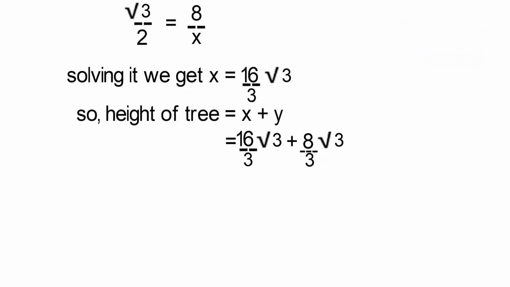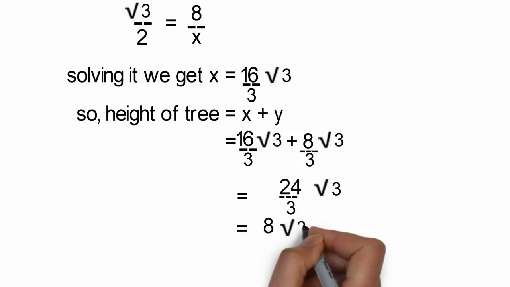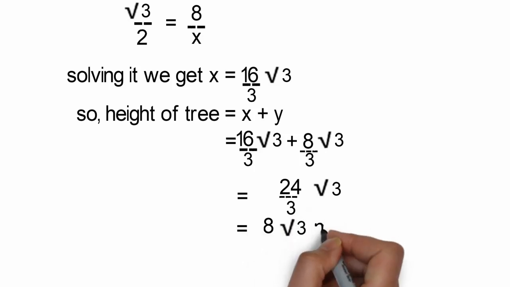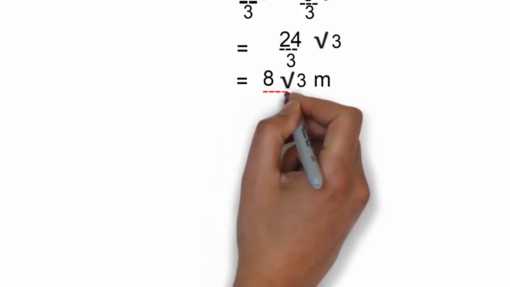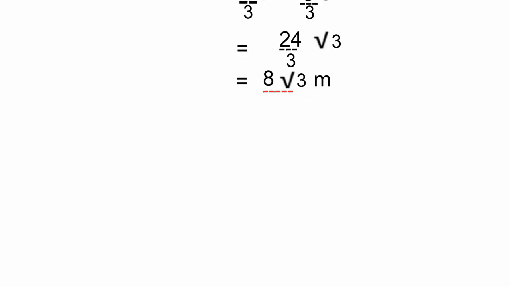Now here the denominator is the same, so we take it as common and add the numerators. We get 24 root 3 upon 3. With the table of 3 we can cancel 24. So this gives the value as 8 root 3 meters. So this way we can say the height of the tree is 8 root 3 meters. If the value of root 3 is given in the question, then substitute, otherwise leave the answer up to here.